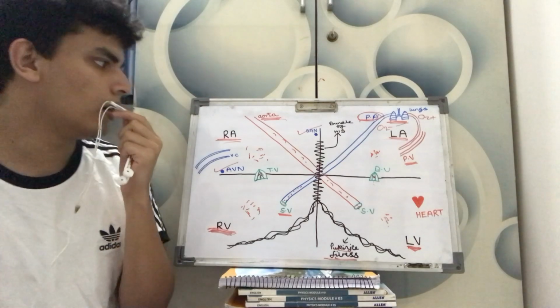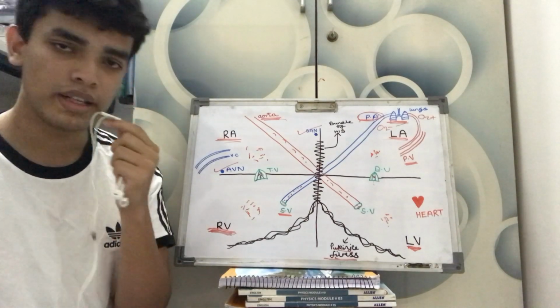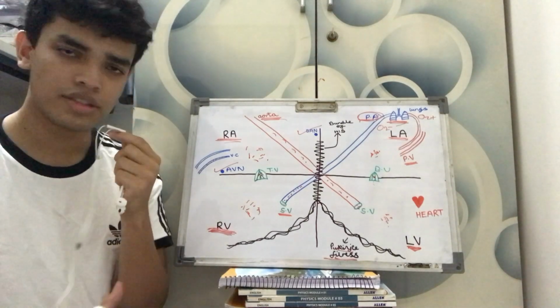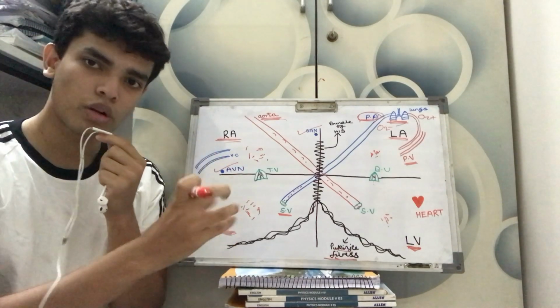I'll just tell you here. What happens when the SAN, the sinoatrial node, generates an impulse? The right atrium contracts.